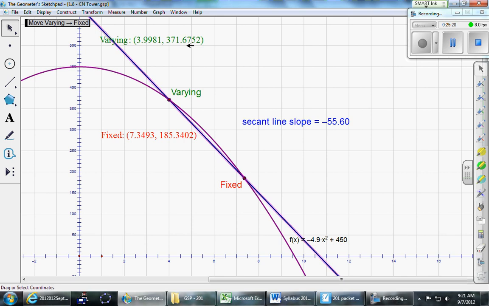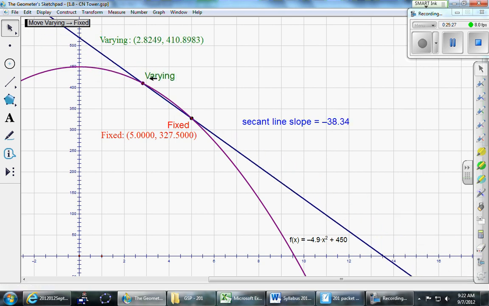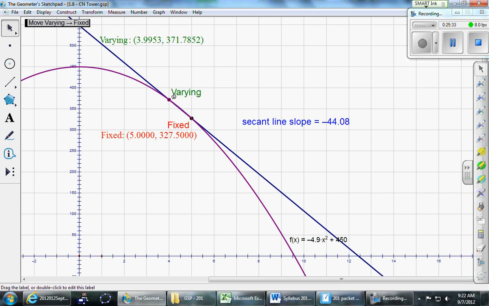Wait, did I move? Oh, the fixed point moved. That's not supposed to move. Let's try this again. Yeah, fixed point is supposed to stay fixed. Thank you. All right, so we said 4 and something around there. And did we get like negative 44? Okay. But you can see that it's still a secant line.